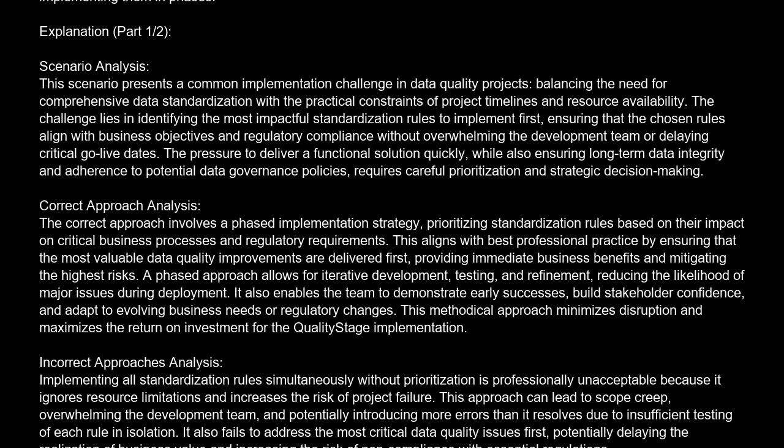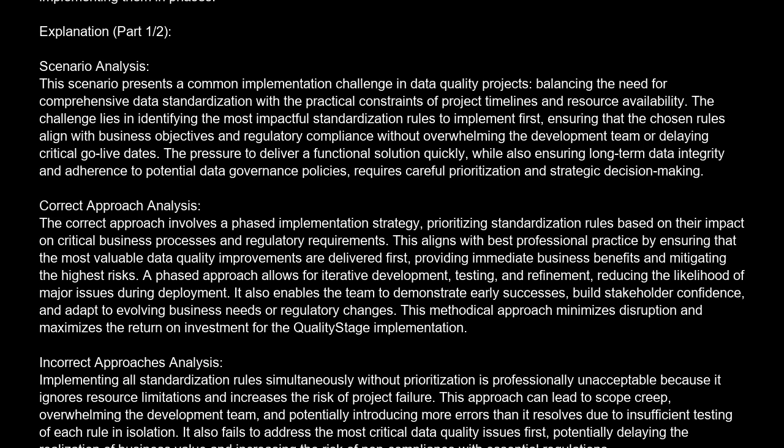Explanation. Scenario analysis. This scenario presents a common implementation challenge in data quality projects, balancing the need for comprehensive data standardization with the practical constraints of project timelines and resource availability. The challenge lies in identifying the most impactful standardization rules to implement first, ensuring that the chosen rules align with business objectives and regulatory compliance without overwhelming the development team or delaying critical go-live dates.